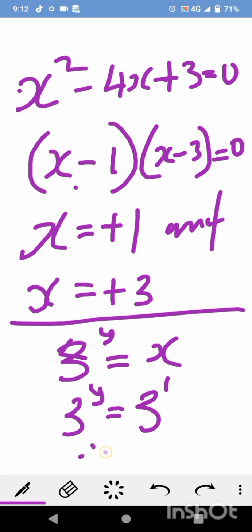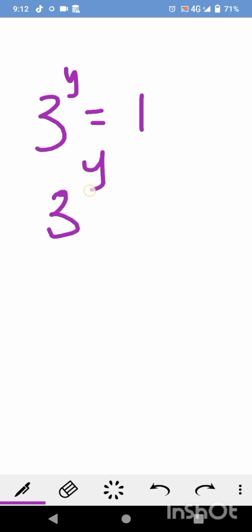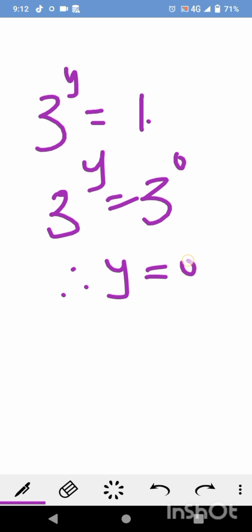It tells us that our y must be equal to 1. The second case, when x is equal to 1, let's substitute for that. So 3 raised to power y is equal to 1. When x is equal to 1, what will be the value of y? Our 1 here can be written as 3 raised to power 0. So it therefore tells us that our y will be equal to 0, using laws of same base that allows us to equate the powers.